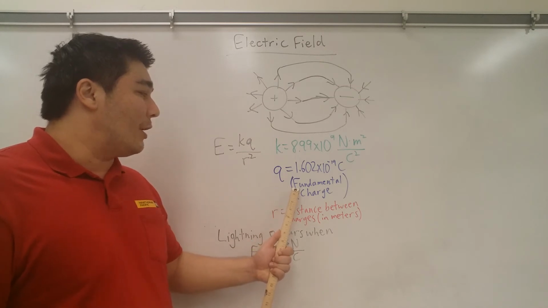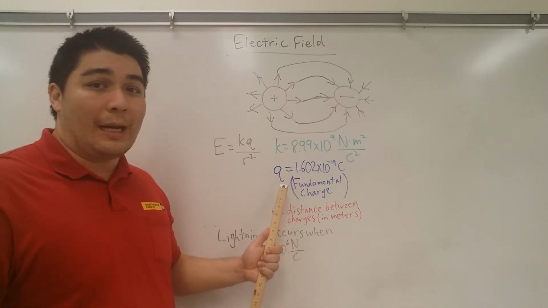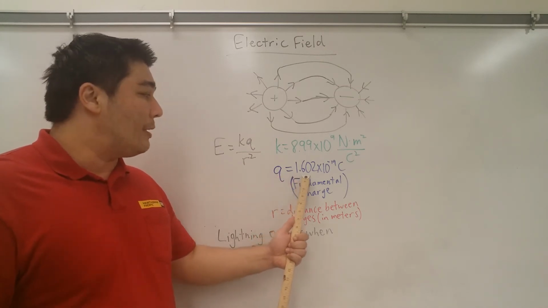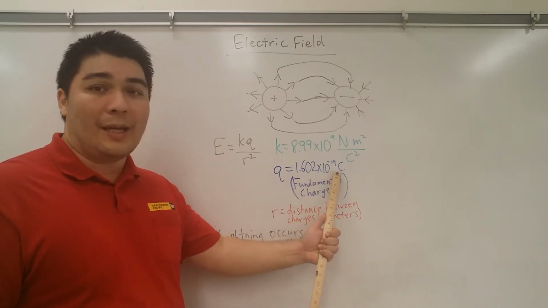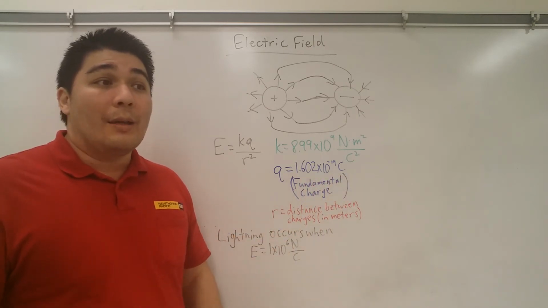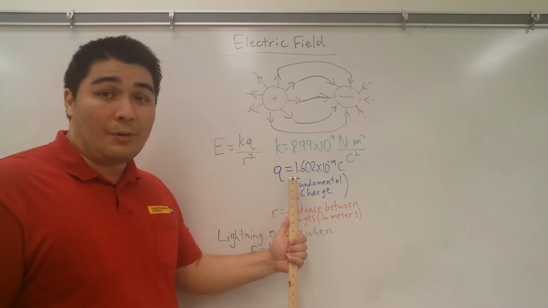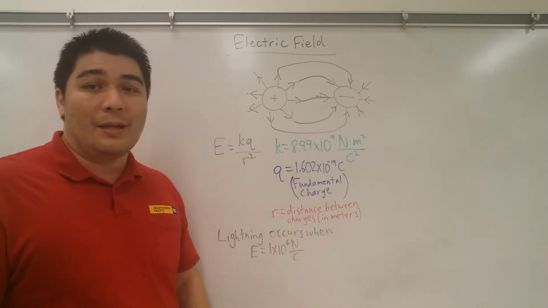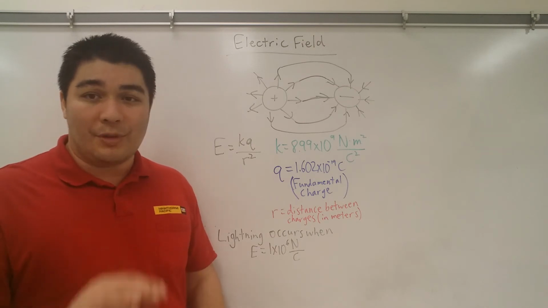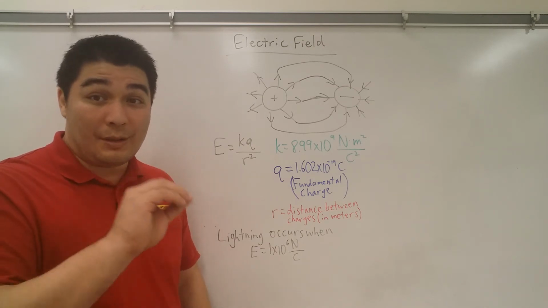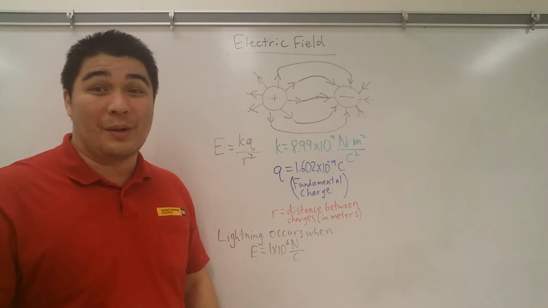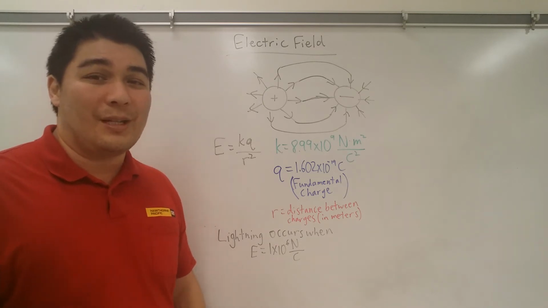So the fundamental charge for any particle is 1.602 times 10 to the negative 19th coulombs. For an electron, this is negative. For a proton, this is positive. So I want to make sure that that's very clear. I said that very slowly so that you can hear me say it again and again as you replay this video as you need to.